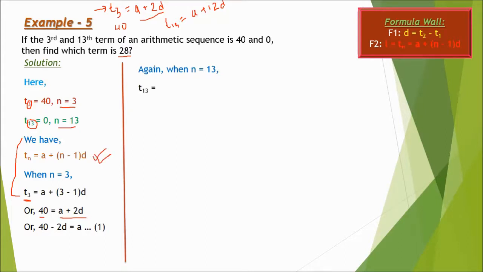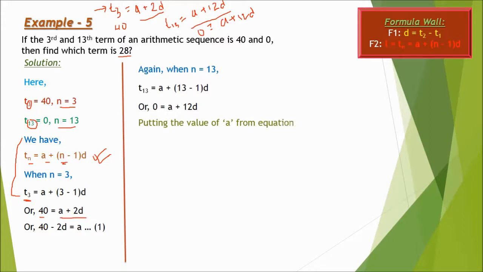T13, you can see 13 is equal to a, we don't have the value of a, the value of n is 13 minus 1, and we can directly write T13 is equal to a plus 12d also, and we can substitute the value of T13 as 0. 0 is equal to a plus 12d. Okay, our time will be saved, isn't it? Process will be short.